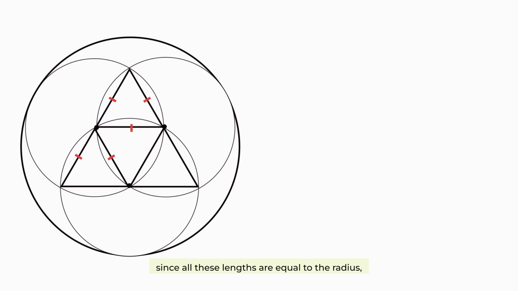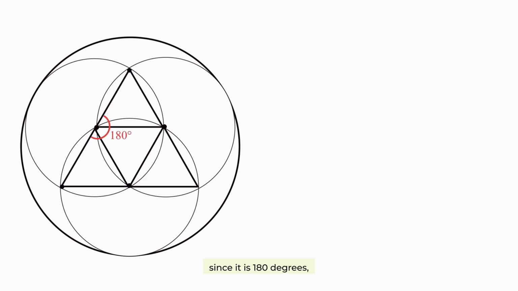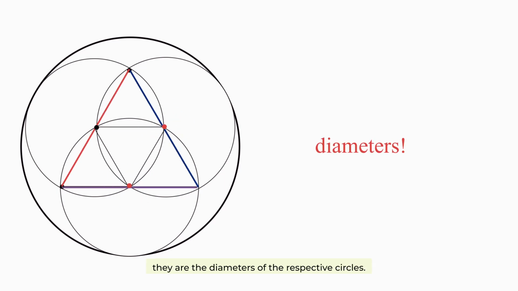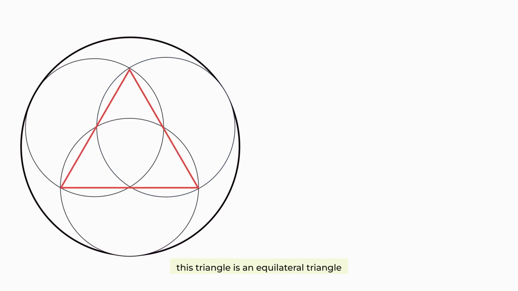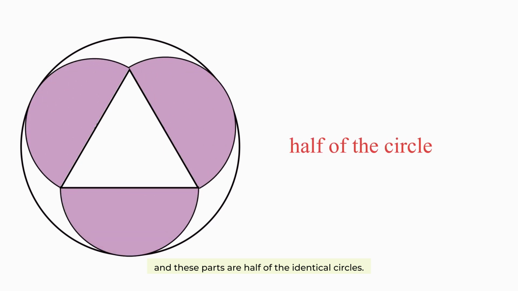Since all these lengths are equal to the radius, these triangles are equilateral triangles. So all these angles are 60 degrees, and this angle is 180 degrees. This is the central angle for these 2 points. Since it is 180 degrees, it means that the line connecting these 2 points passes through the center of the circle. The other 2 lines are also the same. They are the diameters of the respective circles. The length is 6. Therefore, this triangle is an equilateral triangle, and these parts are half of the identical circles.